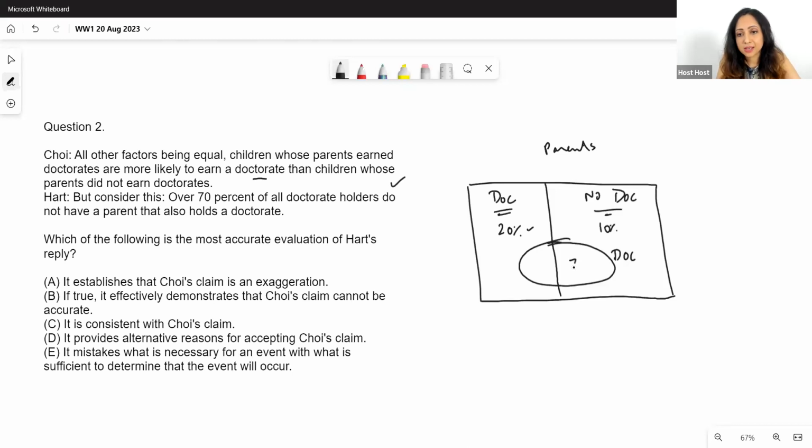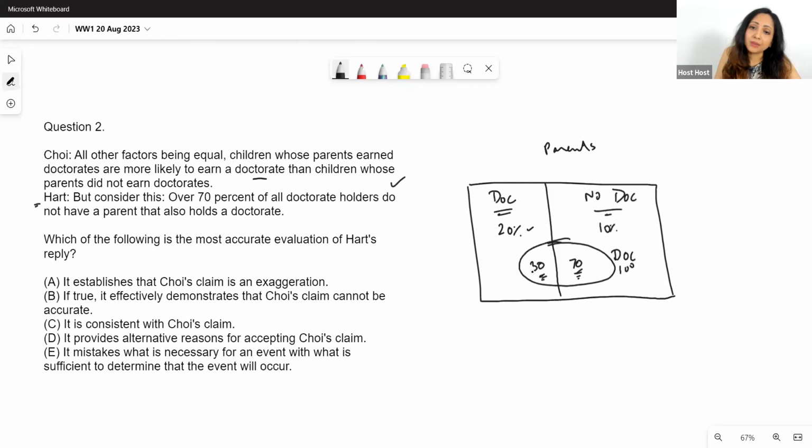So what this says is that we have 70 people here and 30 people. Now these are the children who have doctorates. Let's say if there are a total of 100, again, we're just assuming values since we're given a percentage. They're saying that 70 of these people, their parents do not have a doctorate and 30 do have a doctorate. This is what Hart is telling us, right? All right, now let's just look at the data that is given to us. We are saying that there are 30 of these over here and 70 of these over here.